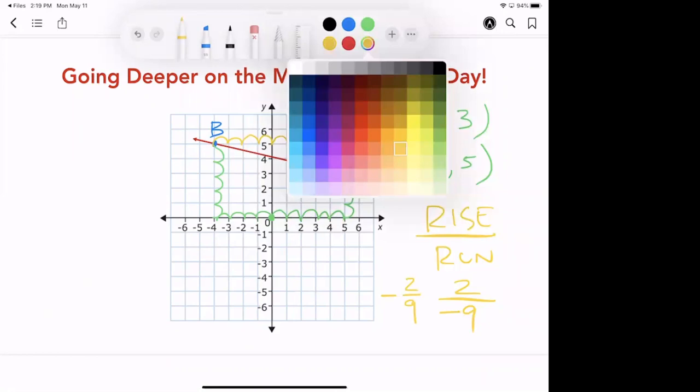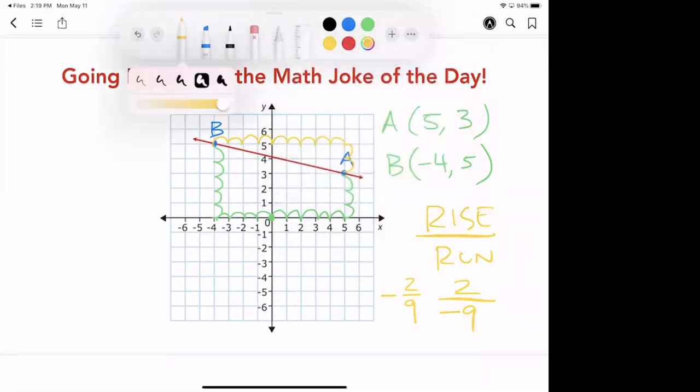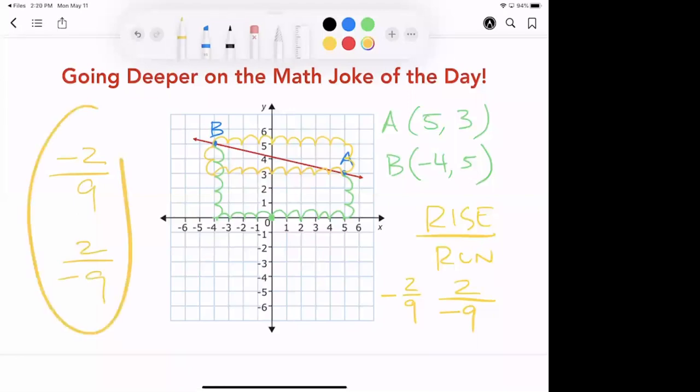Whoops, sorry about that, folks. You could start right here at B and go 1, 2 down, so that'd be -2. And then 1, 2, 3, 4, 5, 6, 7, 8, 9 to the right, so +9. And again, -2/9 is the same as 2/-9. And both of those are the same as just putting the negative sign in front and calling it -2/9.